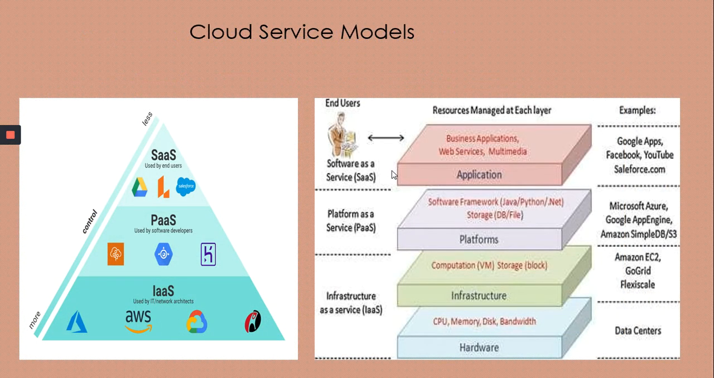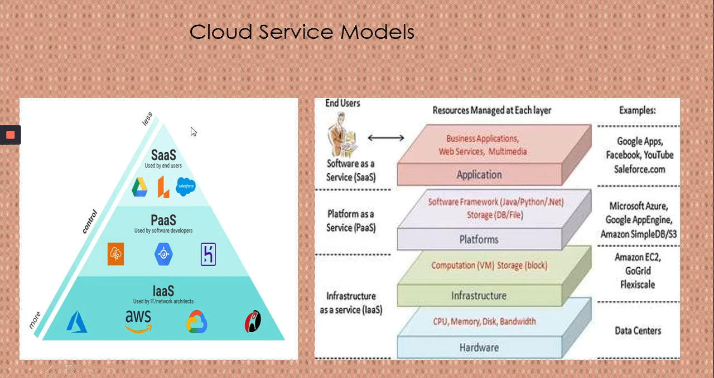Here we are going to see the cloud service models. Generally, there are three types of service models. They call it SPI: software as a service, SaaS; platform as a service, PaaS; and infrastructure as a service, IaaS. You can see software as a service first. So who will use this one?